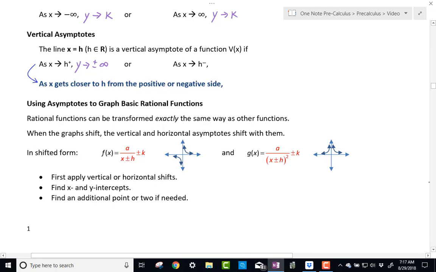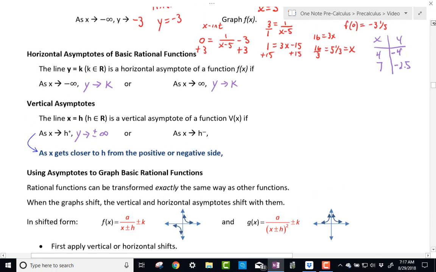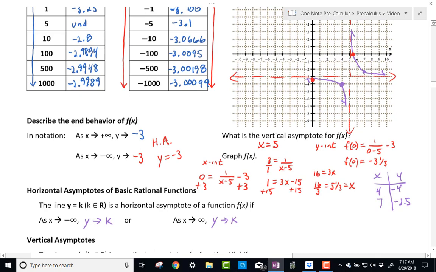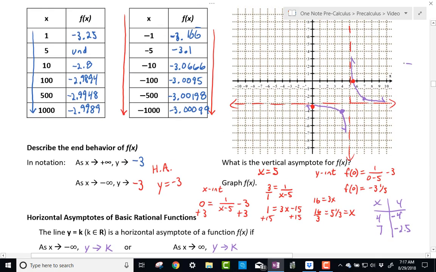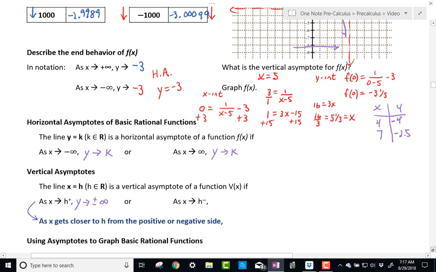So if you look at my graph up here, just like we got done seeing, from the positive side, that means from the right side, look at where my graph is going. My graph is going to positive infinity. And from the left side, from the negative side, my graph is going to negative infinity. And it doesn't mean that all negative sides will go to negative infinity and all positive sides will go to positive infinity. That's just what our graph is doing right now.